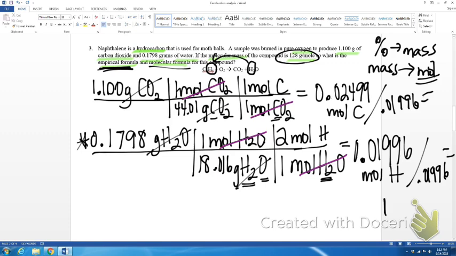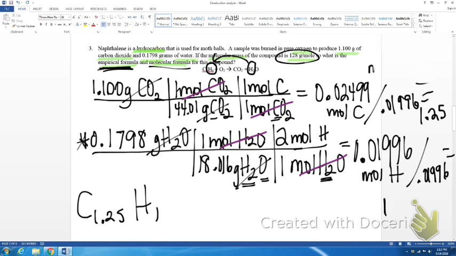The hydrogen's going to come out to be 1. And this carbon comes out to be 1.25. So in this case, you're not done. You can't have C 1.25 and then H 1. That's not allowed. So remember the last step, after you do percent to mass, mass to mole, divide by smallest, then you're going to multiply till you have a whole number.